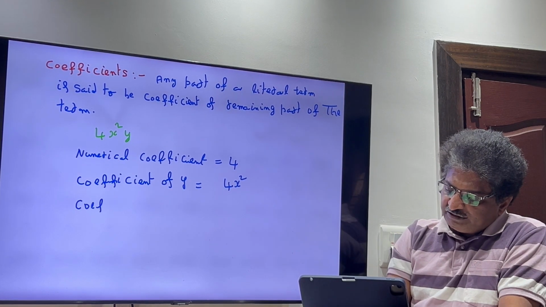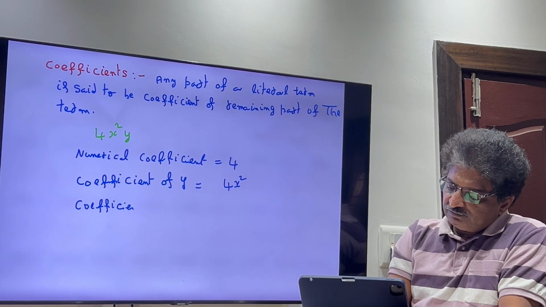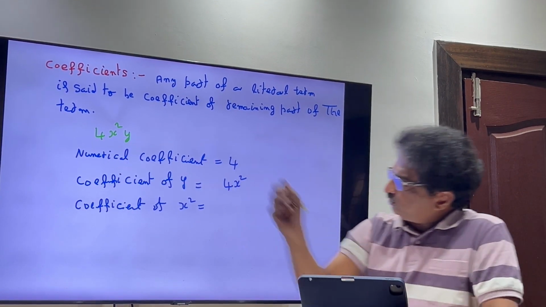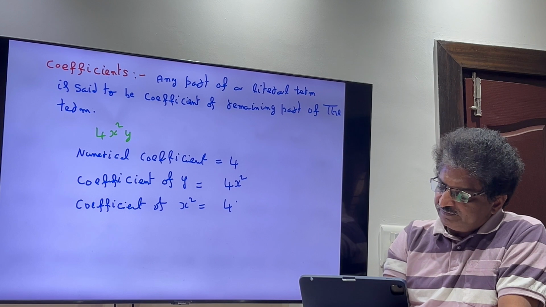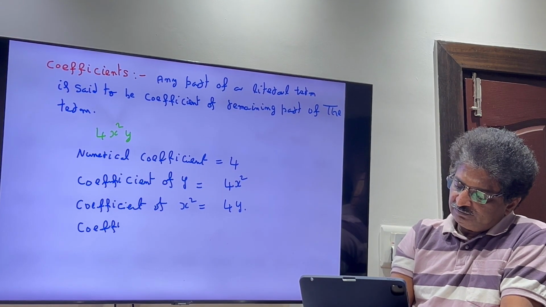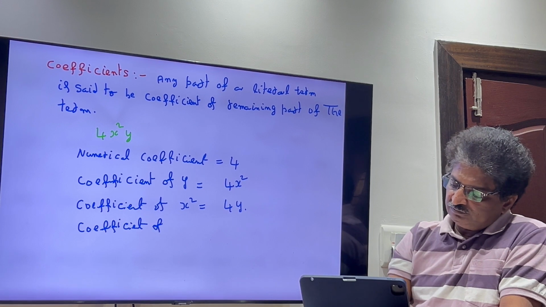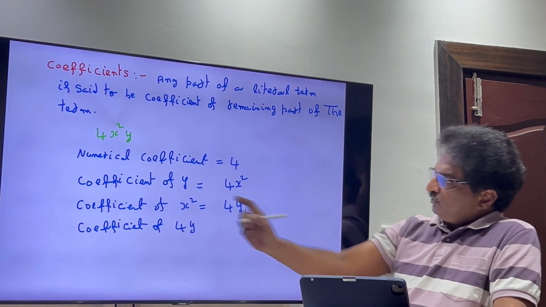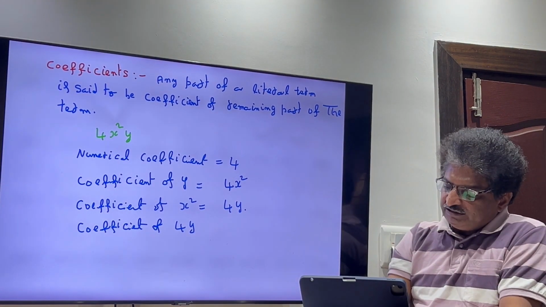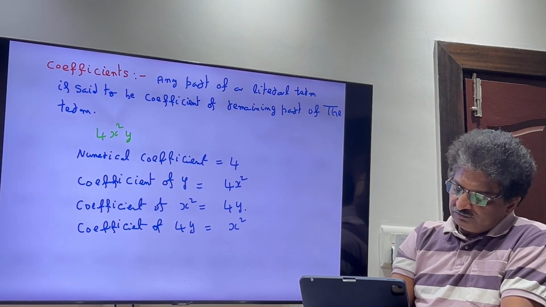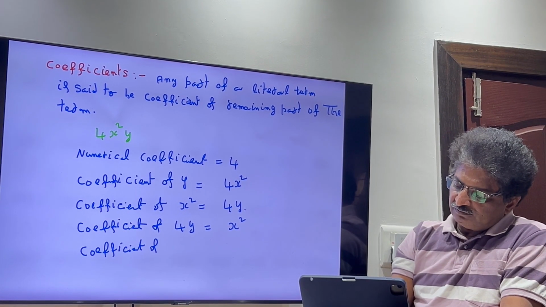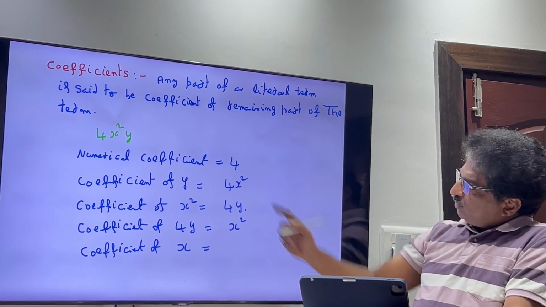One more part, coefficient of x square. Except x square, the remaining part you have to take. What is there? Now 4y. Suppose coefficient of 4y. Here if 4y is taken, what is the coefficient of this one? Except 4y, the remaining part you have to take. What is that? x square.